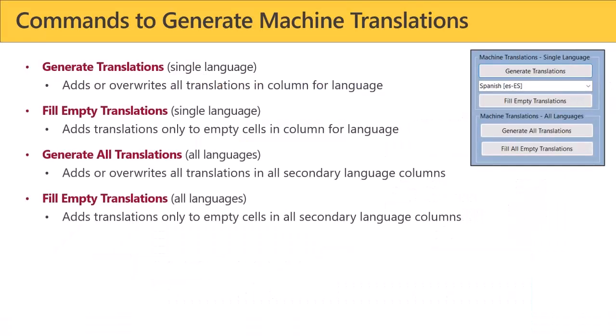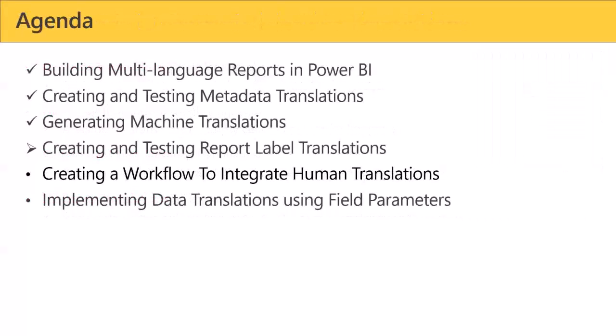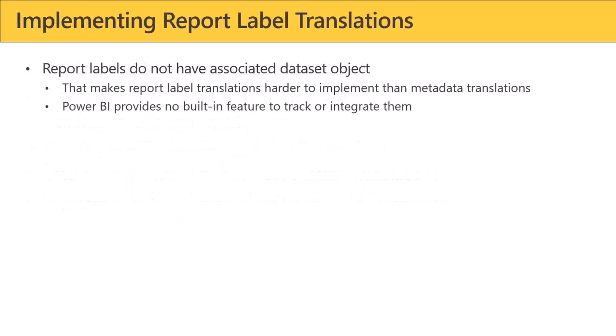What's awesome about this, or what I didn't have when I was doing this back in the day, is that it's just one report, the same report. I had to fall back to creating one version of a report for each language. And that was terrible. This is so much better. I love this. Okay, now let's move on to the next topic, creating and testing report label translations.